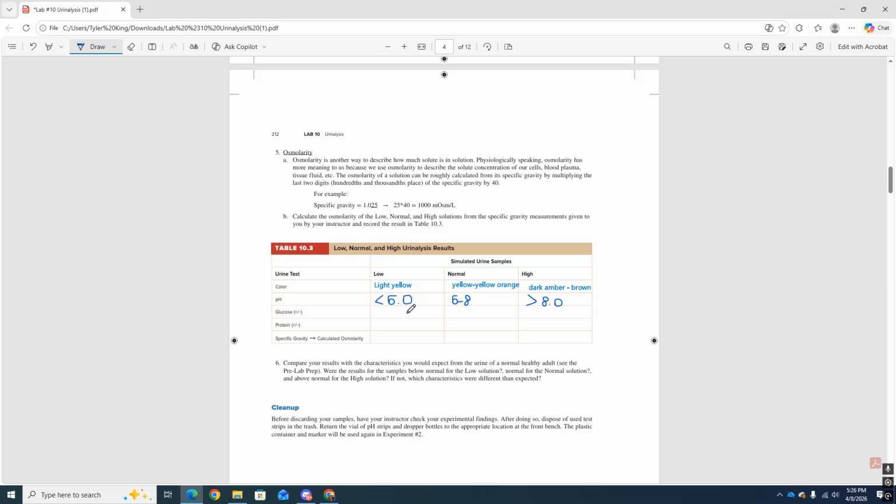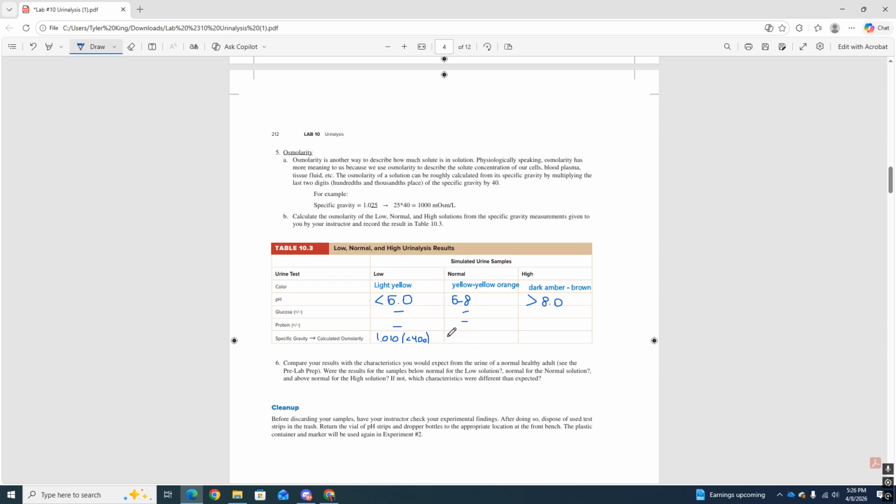And then glucose in the low should have been negative. It also should have been negative for protein. And then your specific gravity, I forget the value I gave you, but it was roughly around 1.010. If you put that into milliosmolar, it is roughly below 400 milliosmolar per liter. And then for the normal, the glucose was also negative, and negative once again.